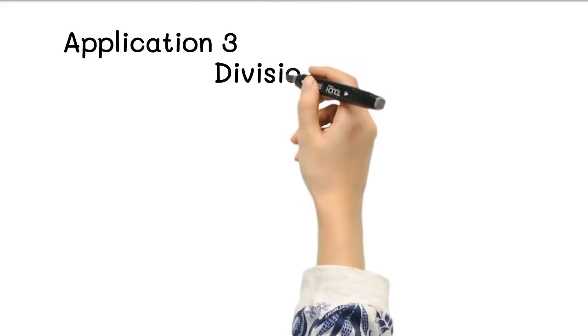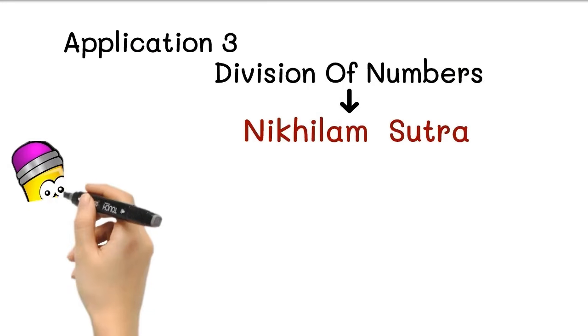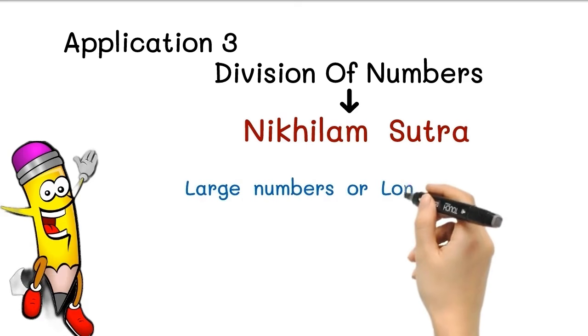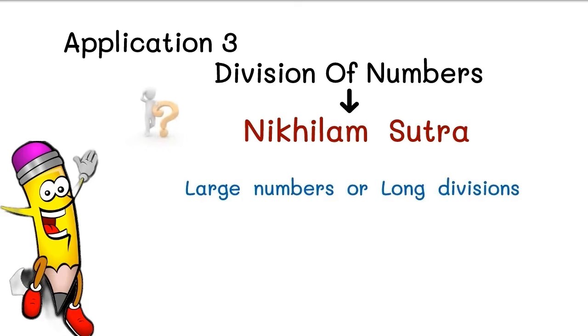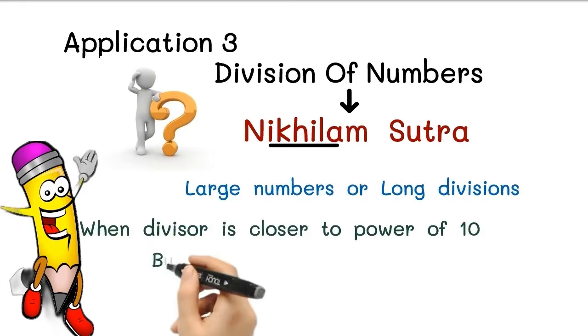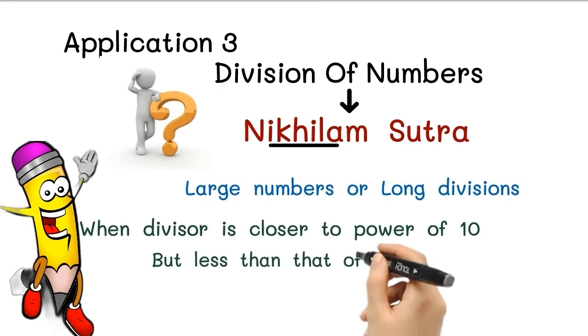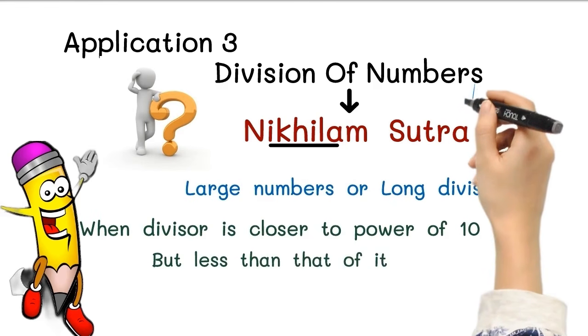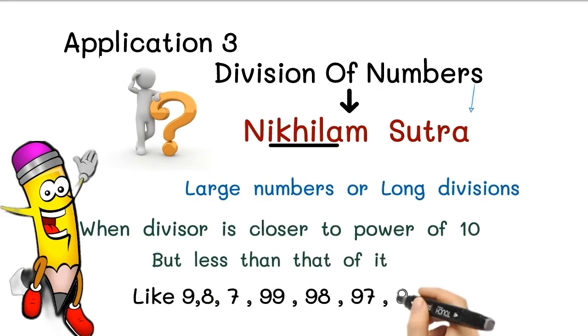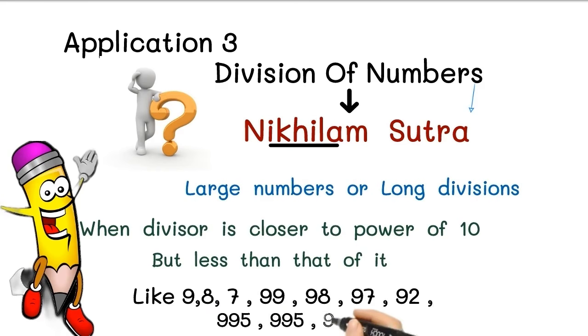Application 3. Division of numbers. The division by Nikhilam Sutra is a fantastic technique that streamlines the division process, particularly when we are dealing with large numbers or long divisions. Let me show you how it works. This method can be applied when the divisor is close to a power of 10 but less than it. Using Nikhilam Sutra, we can easily divide when the divisor is like 9, 8, 7, 99, 98, 97, 92, 995, 997, 998 and so on.